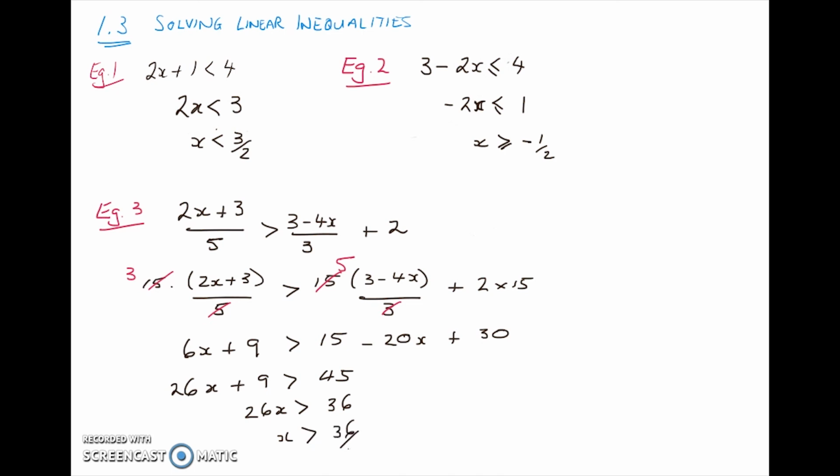So we've got x is greater than 36 over 26, or 18 over 13 when we simplify that down a little further. Okay, so x is greater than 18 over 13, or 1 5/13.